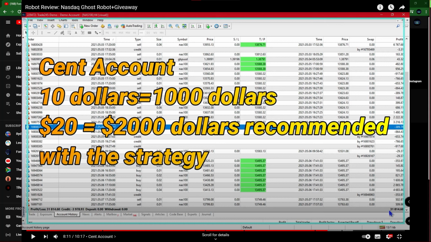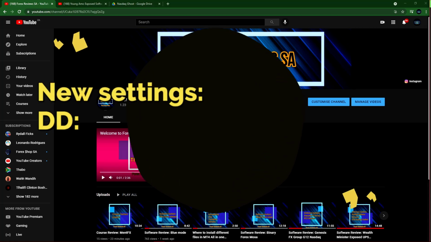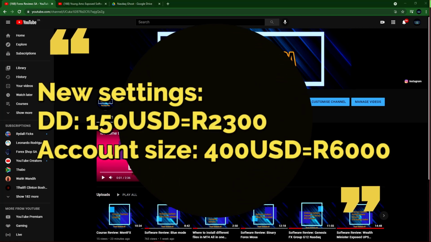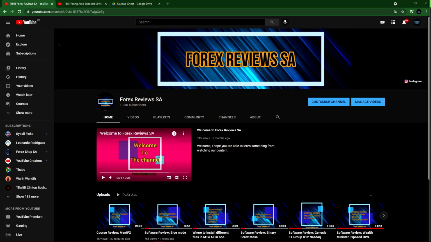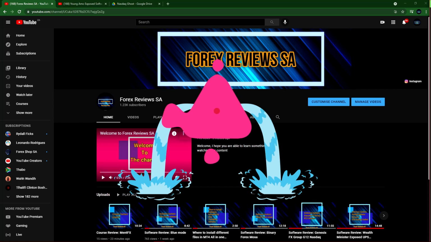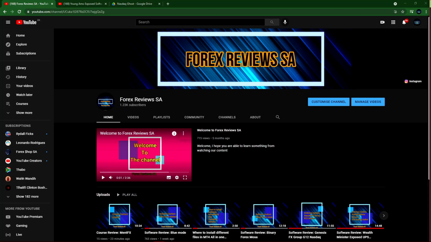But now with the new settings, I've been able to keep the drawdown to 150 US dollars, which is around 2,300 Rand. And I think that's a much better alternative to the 20,000 Rand drawdown. But with these new settings, the total profit for the week was only around 3,000 Rand, as opposed to the earlier 30,000 Rand. But that's something that you have to deal with when you are adjusting the settings like this. You aren't going to be able to make the same amount of profit since you aren't risking the same amount. So if you want to have less risk, you are going to earn less profit.